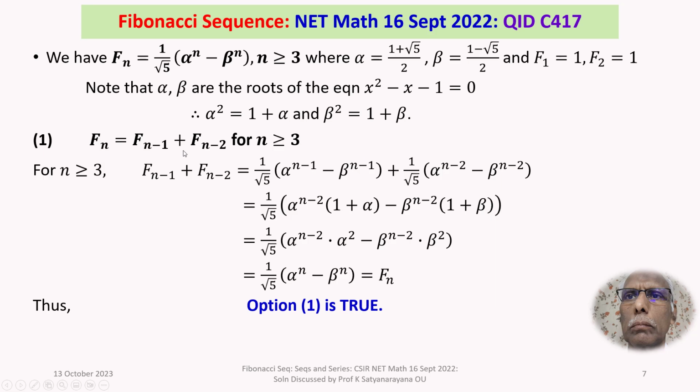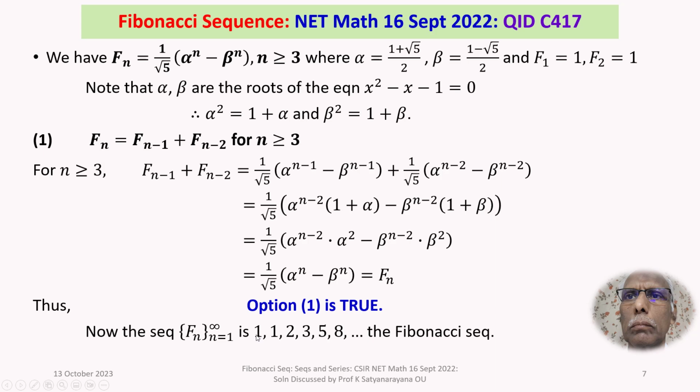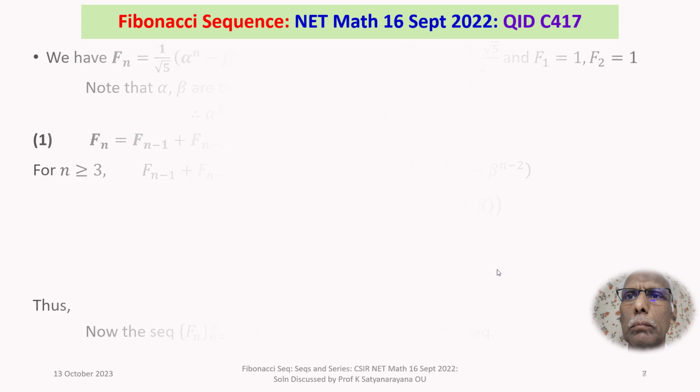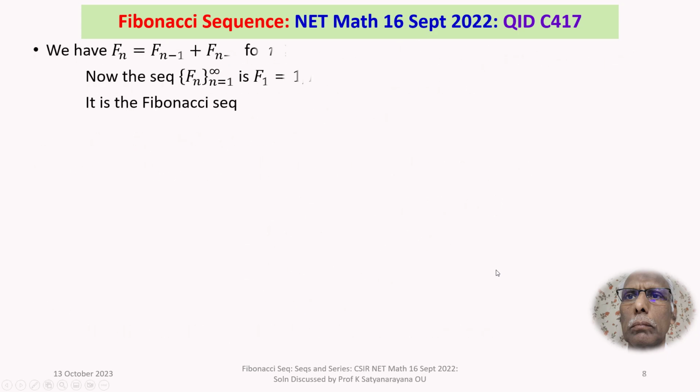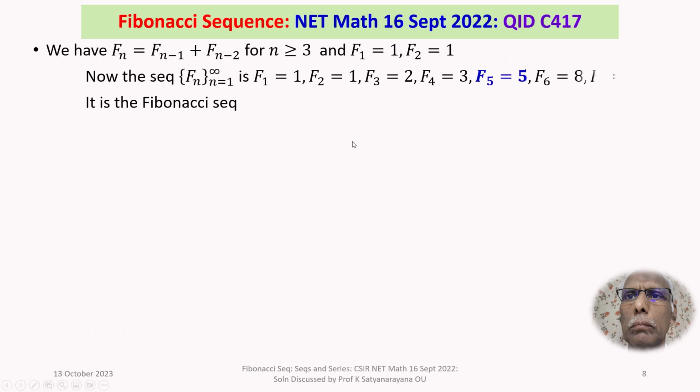Agreed. Option 1 is true, and with f of 1 is 1 and f of 2 is 2, we can write down the Fibonacci sequence. Now the Fibonacci sequence fn, n equal to 1 to infinity, is 1, 1, 1 plus 1 is 2, 2 plus 1 is 3, 3 plus 2 is 5, 5 plus 3 is 8, 8 plus 5 is 13, and so on and so forth, which is precisely the Fibonacci sequence. Yeah, that's what we have done so far.